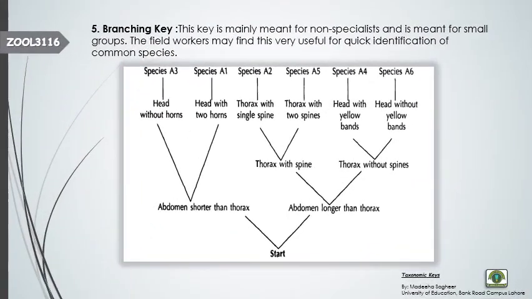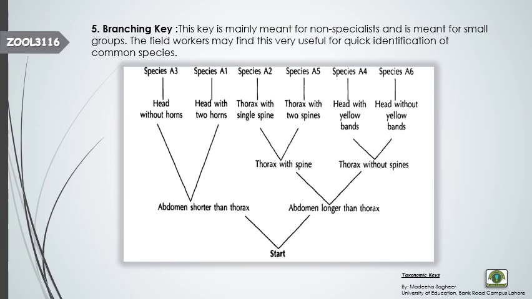The fifth type of key is the branching key. This is a very simple form of key, meant for the non-specialist who can easily read it, and it is very useful in case of small groups. This key is not useful in case of large groups. So we can use this key for quick identification while we are working in the field.